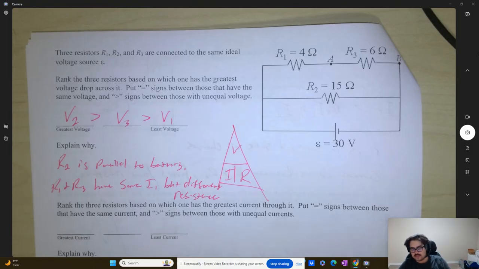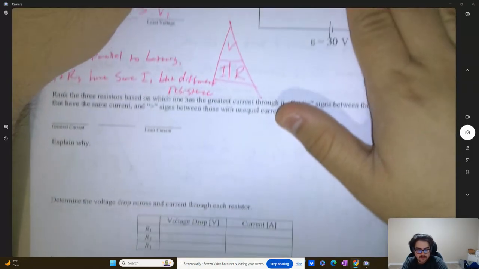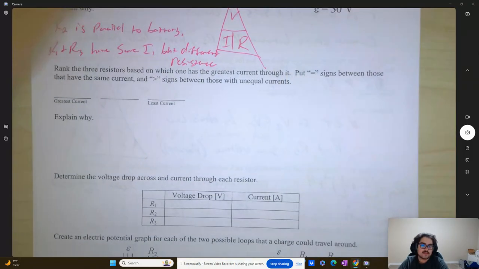And that's what ultimately gets it. And then you'd use Ohm's law, right? That's just kind of an overview of it. Okay, rank the three resistors based on which one has the greatest current through it. So now again, we're ranking based on current. Just like we've seen the same song and dance where we were doing voltage, now we're doing current.